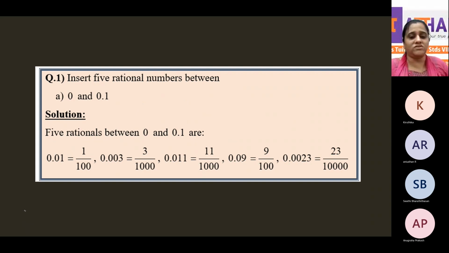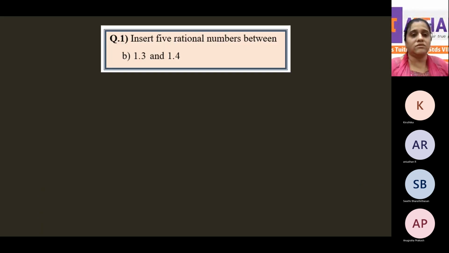Okay, so I told you what is here. You should write the decimals and then put it in the p by q form. All right. Now between 1.3 and 1.4, how will you treat 1.3? 1.30 and 1.4 is 1.40. They have the same number of digits after the decimal point. So now read it as 30 and 40.